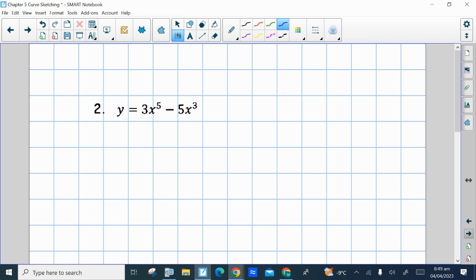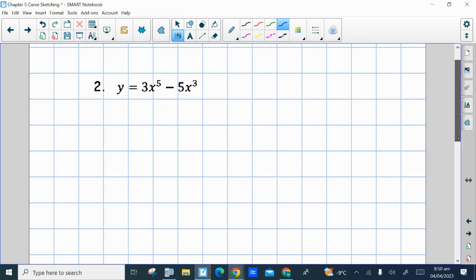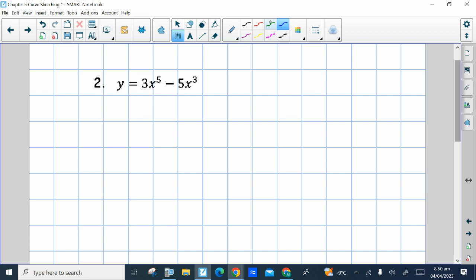So on the next page, we have 3x to the 5th, take away 5x cubed. Again, there are no restrictions on the variable here because there is no denominator. Another reason why you may have restrictions is if you have a square root function, which we don't. This is just a polynomial function. So the domain goes from negative infinity to positive infinity.